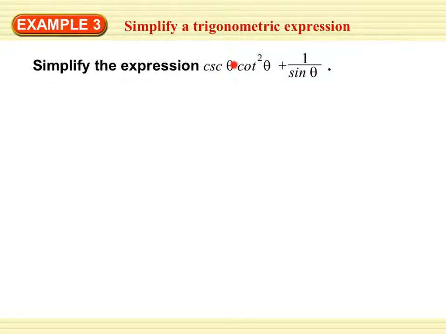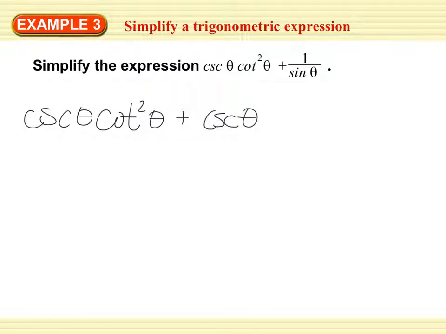Okay, cosecant is the same as 1 over sine. Cotangent is the same as cosine over sine, and then we have 1 over sine. So these all look pretty good. This one's the messiest, so let's try to simplify the messiest first. So cosecant theta cotangent squared theta plus 1 over sine is the same as cosecant theta. Now it looks like these are the same, so I can factor that out.